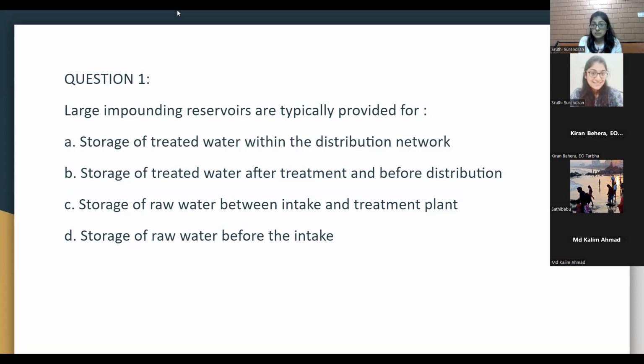Here itself, from these answers, we can see that there are two types of storages happening. One is storage for treated water, and another is storage for raw water. So that is two categories that we'll be looking into. And again, the next point to be looked at is the placement of this storage reservoir within the distribution network: after treatment, before distribution network, between intake. So this is specifically on the location of this storage structure.